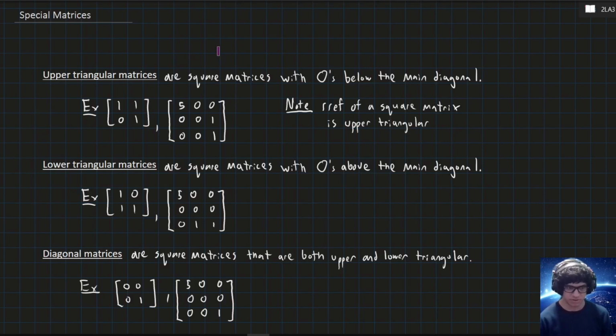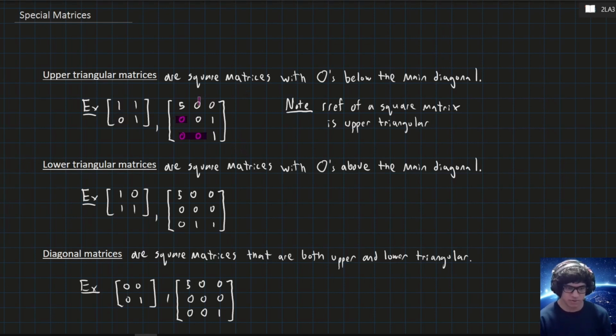Okay, so we'll start this lecture by looking at some special matrices, or matrices that have a specific shape to them. Upper triangular matrices are square matrices with zeros below the main diagonal. The main diagonal of a matrix is this diagonal. With upper triangular matrices, we require that everything below the main diagonal is 0. So this has to be 0, this has to be 0, this has to be 0.